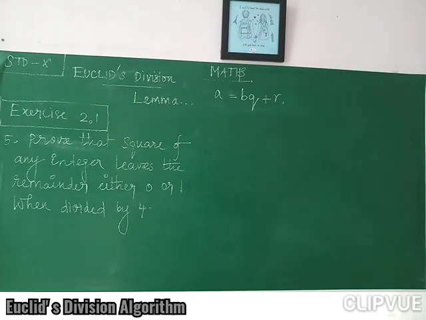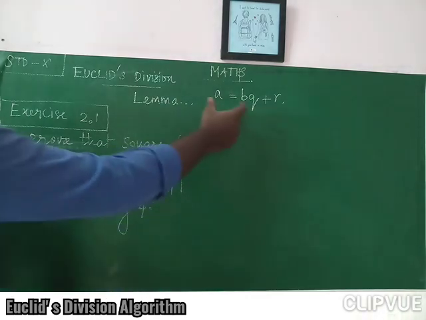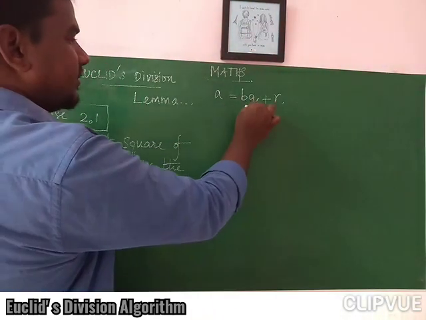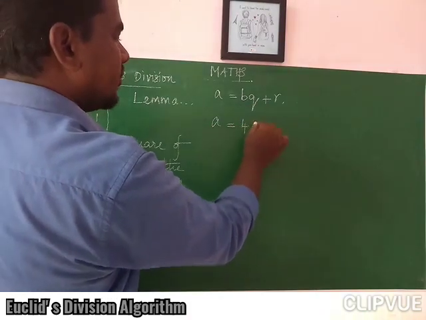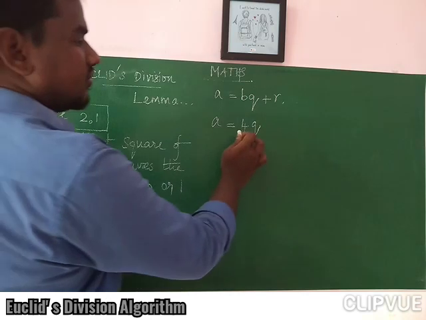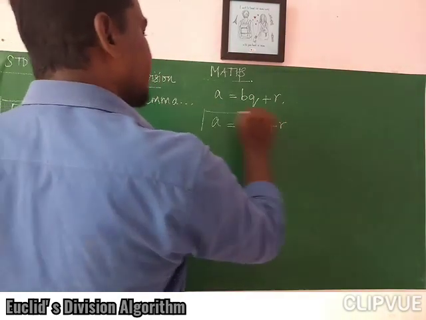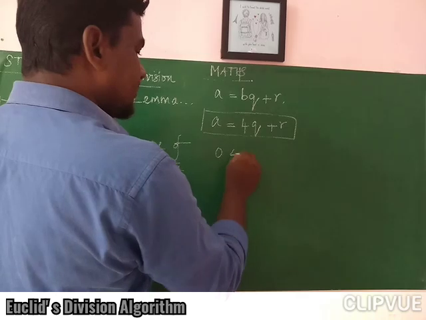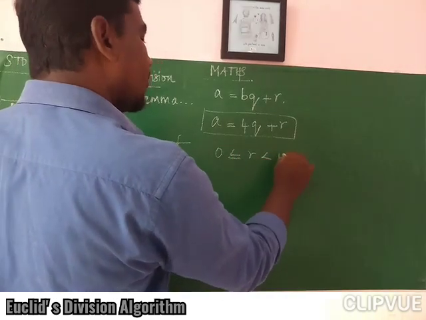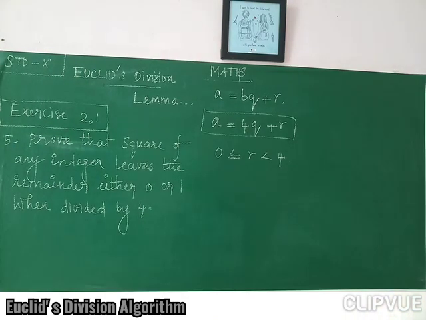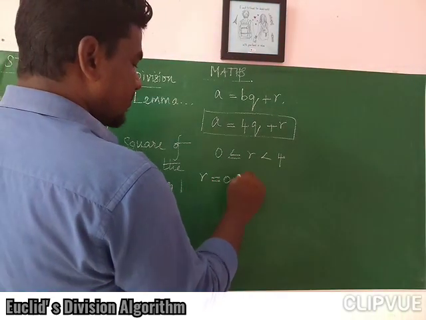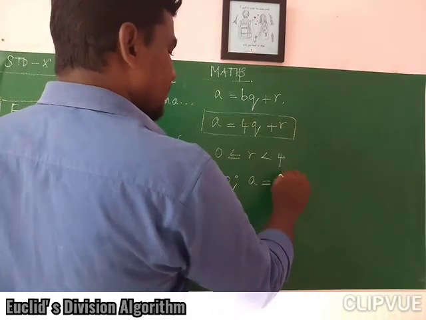Question number 5. Prove that the square of any integer leaves the remainder either 0 or 1 when divided by 4. Okay. So a equal to bq plus r, you know this Euclid's division lemma. So according to this, it can be written as a equal to 4q, because they said divided by 4. So 4q plus the remainder. Okay. We know that r is greater than or equal to 0 and less than 4. The remainder value should be 0 or less than 4. So if r is equal to 0, what do we get? a equal to 4q.